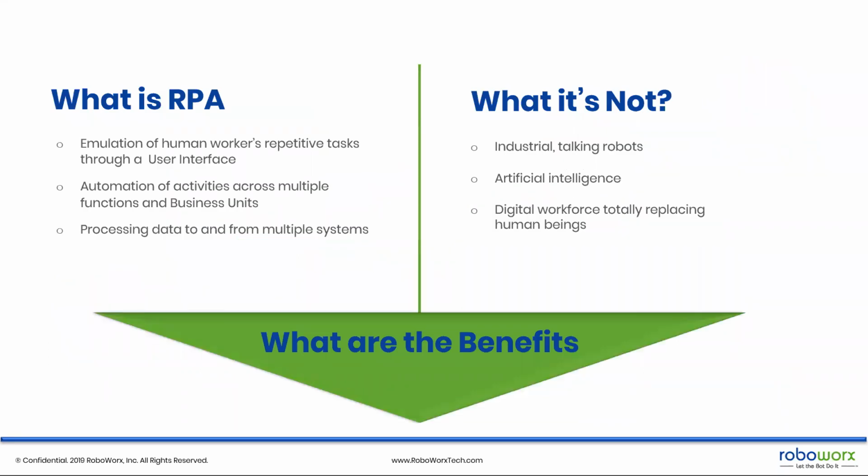So what is it and what is it not? What it is, it's the emulation of human workers' repetitive tasks through a user interface. So what does that mean? That means every day, those of us who work in an office, we sit at our computer and we push buttons and we open up email and we open up proprietary databases and we copy and paste information through a user interface. That's what RPA mimics. It automates these activities, and it does it across multiple functions, multiple interfaces, and different business units, and it processes data to and from those systems.